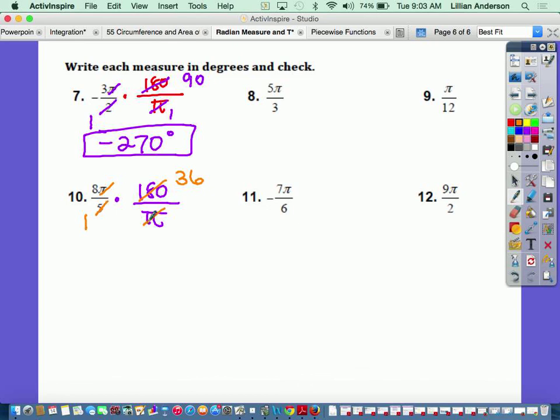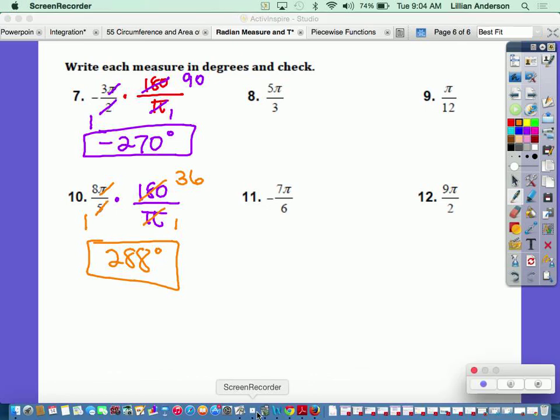If I'm trying to go from radians to degrees, I should have no more pi's. So if you forget which one goes with which, just think about that. I should have no more pi's when I'm trying to go to degrees. So now what's 8 times 36? Now use your calculator. And then 1 times 1 is 1. There you go, 288 degrees. This will be the same thing you would have gotten if you do 8 pi times 180 over 5 times pi. Take a minute, do the next 4.